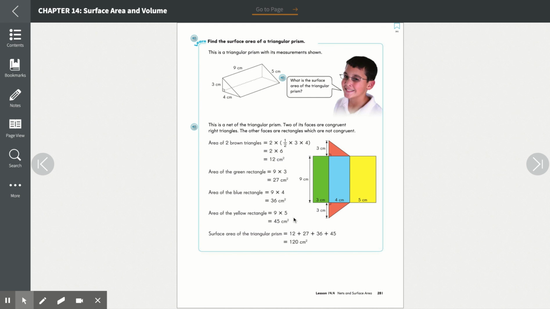So to find the surface area of the whole triangular prism, we're going to add 12, which was the area of the brown triangles, plus 27, which was the area of the green one, plus 36, which is the area of the blue one, plus 45, which was the area of the yellow one. And the total, when we add all of those together, is 120 centimeters squared. So you're basically just finding the area of each shape and then adding them all together.